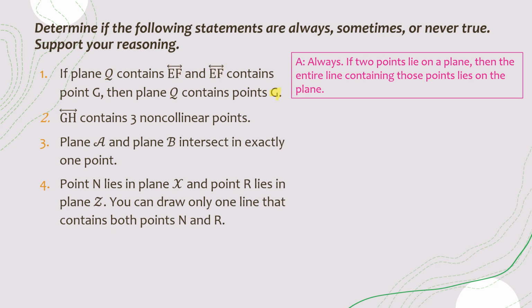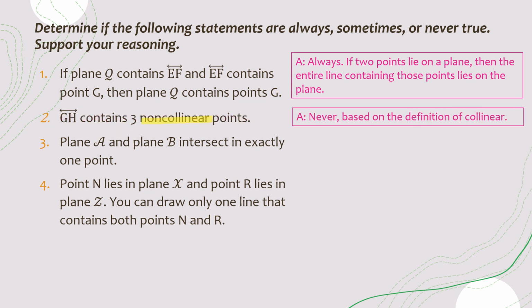Okay. Next up, line GH contains 3 non-collinear points. No, that can never be true. Non-collinear means not on the same line. So how is a line going to contain points that are not on the same line? That's impossible. So based on the definition of collinear, this is not true. Notice that's not actually a postulate. Our definitions that we've covered so far are also fair game. I should have mentioned that at the beginning, sorry.